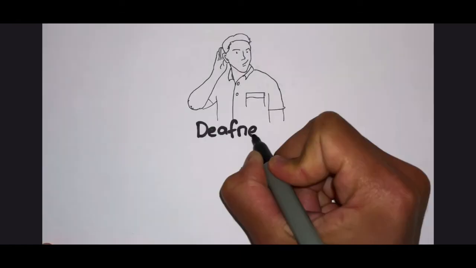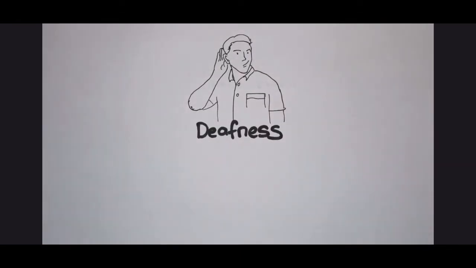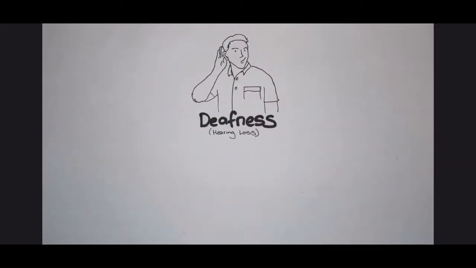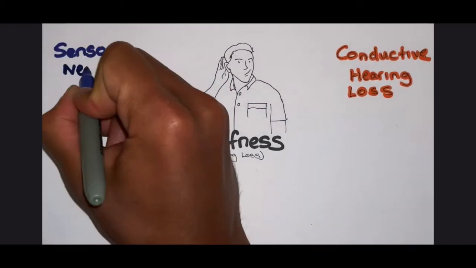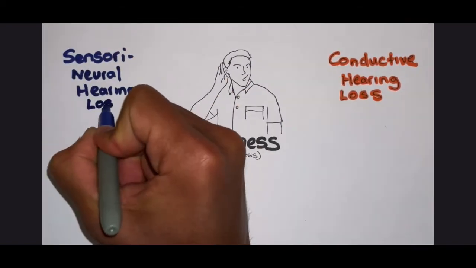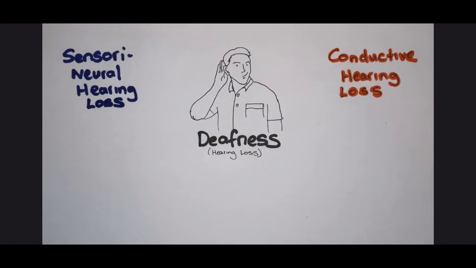In this video, I'll be discussing the different diseases that cause deafness, which is also known as hearing loss. When you see a patient complaining of hearing loss, you will differentiate whether the cause is conductive hearing loss or sensory-neural hearing loss. This is done via the Weber and the Rinne test.